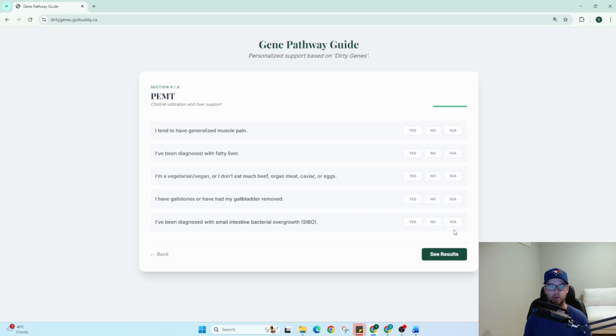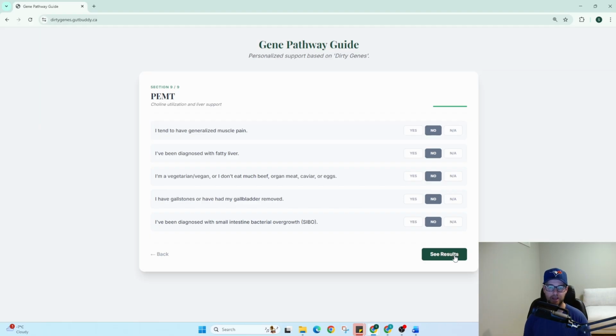This next section is for PEMT, which is the choline utilization and liver support. First question, I tend to have generalized muscle pain. I've been diagnosed with fatty liver. I'm a vegetarian, or I don't eat much beef, organ meat, caviar, or eggs. Again, that's related to the amount of choline that you get. I have gallstones or have my gallbladder removed. I've been diagnosed with small intestinal bacterial overgrowth, or SIBO.